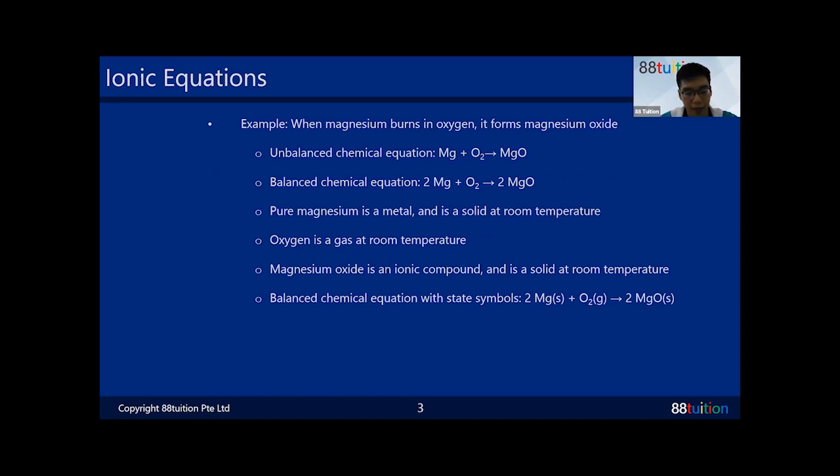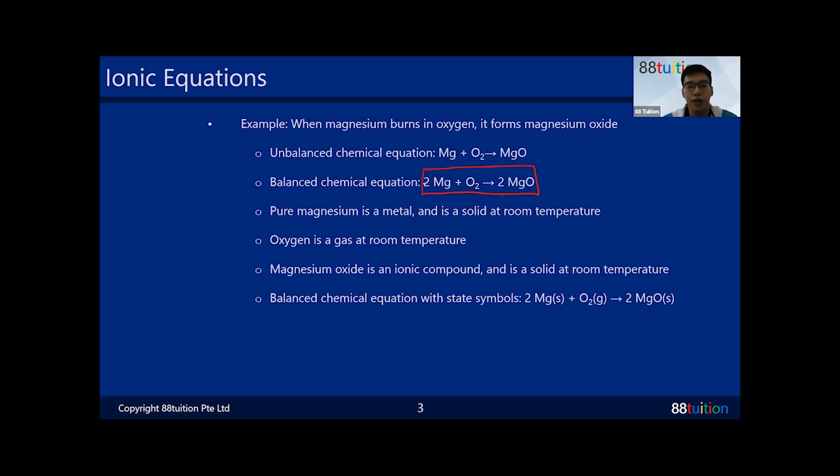Over here, I have an example. When magnesium burns in oxygen, it forms magnesium oxide. Usually the question will start like this. They will give you an unbalanced chemical equation, then ask you to write a balanced chemical equation with state symbols. Firstly, you need to balance the chemical equation, using all the knowledge we learned last week. The one on the second line should be the balanced chemical equation. Your left side, the reactants, and your right side, the products, should have an equal number of each element.